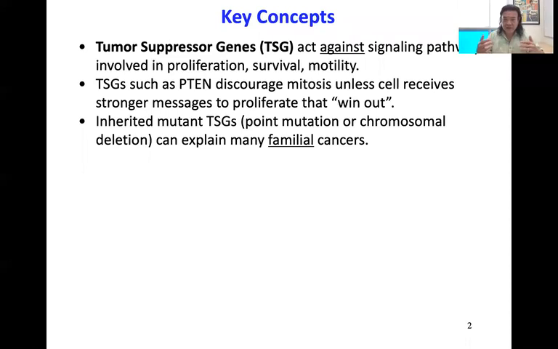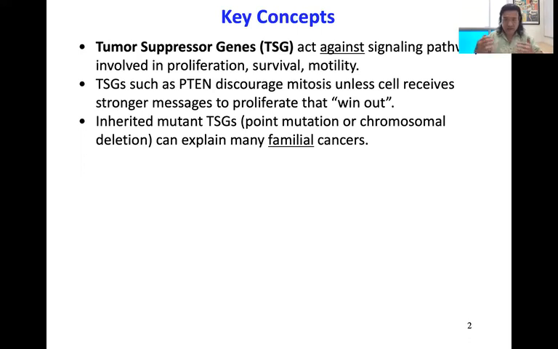Right? So these tumor suppressor genes, whether you're talking about PTEN or retinoblastoma, they discourage mitosis from happening or the cell even wanting to go to mitosis, right? Unless the cell receives stronger proliferative messages from the outside, right, such as growth factors that signal through RTKs. And if the balance shifts and those pro-proliferation signals win out over the function of these tumor suppressor genes, that's what makes the cell then go through the cell cycle. Right? We also learned that inherited mutations in certain tumor suppressor genes, like RB, for example, that might happen through a point mutation or a chromosomal deletion, can explain certain familial cancers.